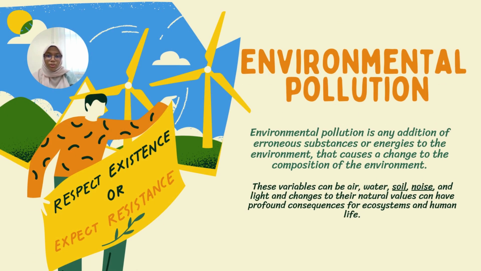Environmental pollution. What is environmental pollution? Environmental pollution is any addition of erroneous substances or energies to the environment that causes a change to the composition of the environment. This can be air, water, soil, noise, and light. Changes to their natural values can have profound consequences for ecosystems and human life.